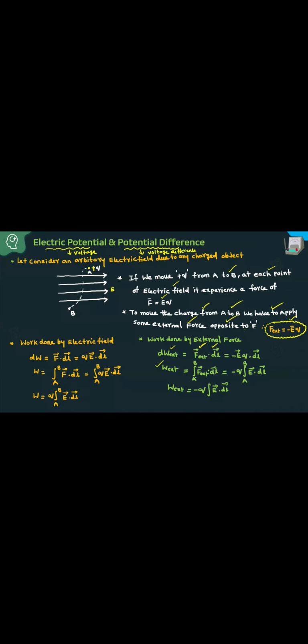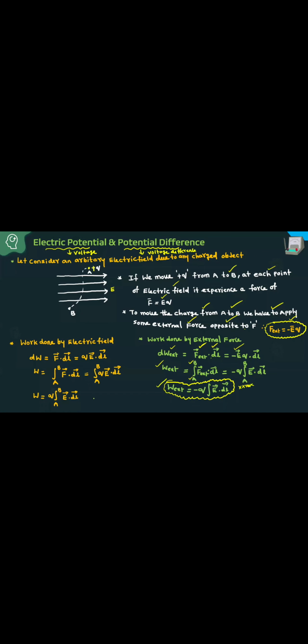Then I'm integrating this. Work done means we are moving the charge from point A to point B. External force into displacement. What is the external force? Minus E bar into Q. This I substitute. Then this is the external work done, that is the work done by external force.